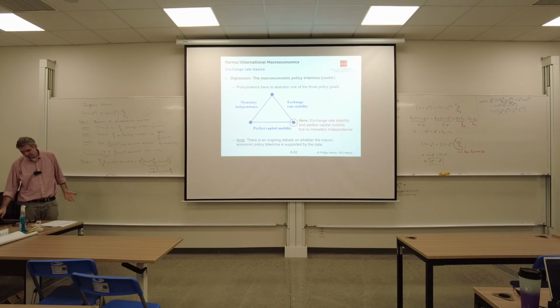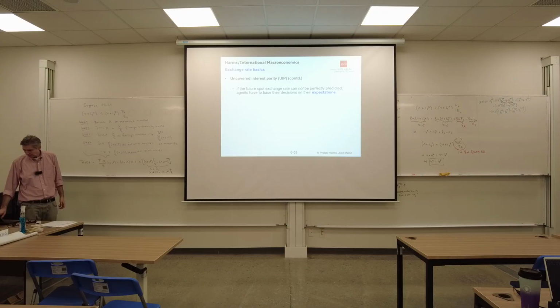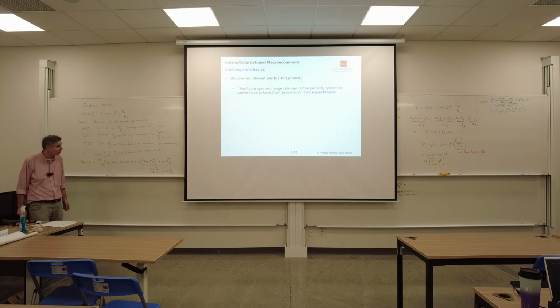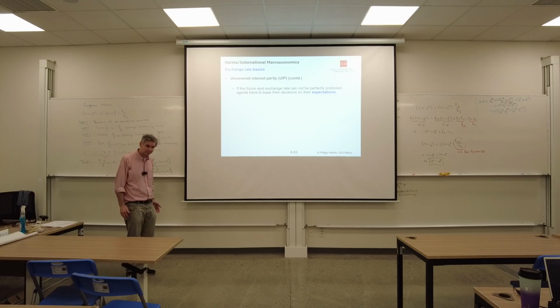So there is an ongoing debate on whether the macroeconomic policy trilemma is supported by the data. Some people argue that even countries with flexible exchange rates are pretty much following US monetary policy, but the concept is an important benchmark. Well, the last thing I want to show is this. If the future spot exchange rate cannot be perfectly predicted because you have a flexible exchange rate, agents have to base their decisions on their expectations.